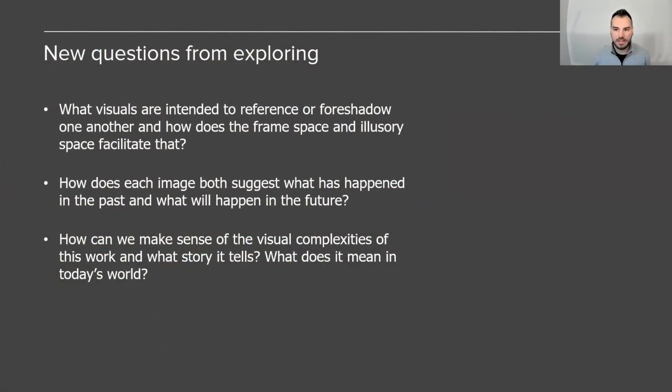So a couple of these example questions, there are many, many questions, but a few of these specific questions that came out are asking about these different visuals. How do they foreshadow one another by using both the frame space, but also the illusory space that's communicated? How are those used, and how is image composition being used to help draw our attention? And also these big, big questions of all these visual complexities: how do they relate to telling the story? And what do these mean to us in today's world?